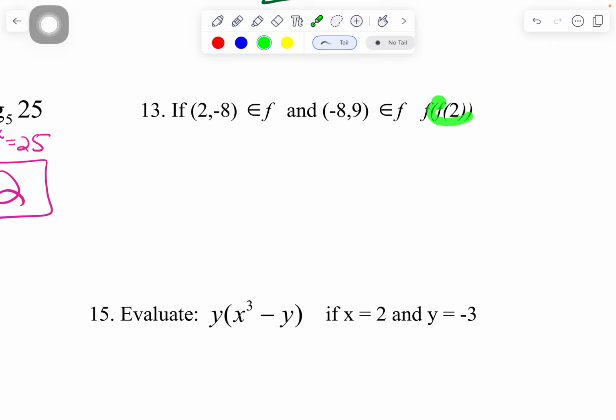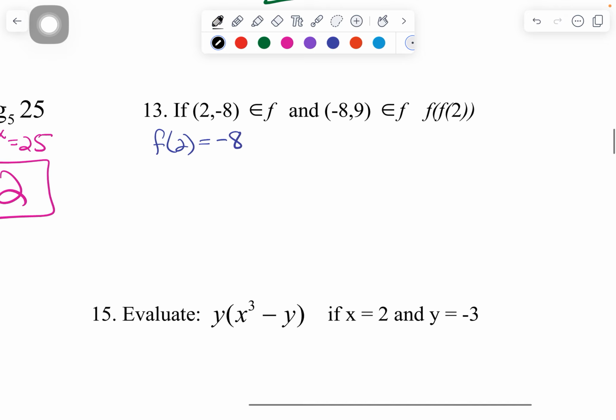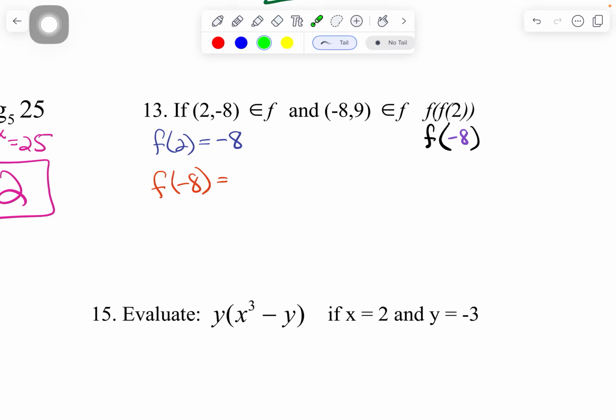So we're going to start with f of 2. So f of 2 means my x value is 2. I want to know what the function is. So from this very first ordered pair, we get f of 2 is equal to negative 8. So this means we're going to do f of negative 8 here. And so that's the next line I want to figure out: what's f of negative 8? Our second ordered pair, x value is negative 8. The function value is 9. And that's what f of 2 is.